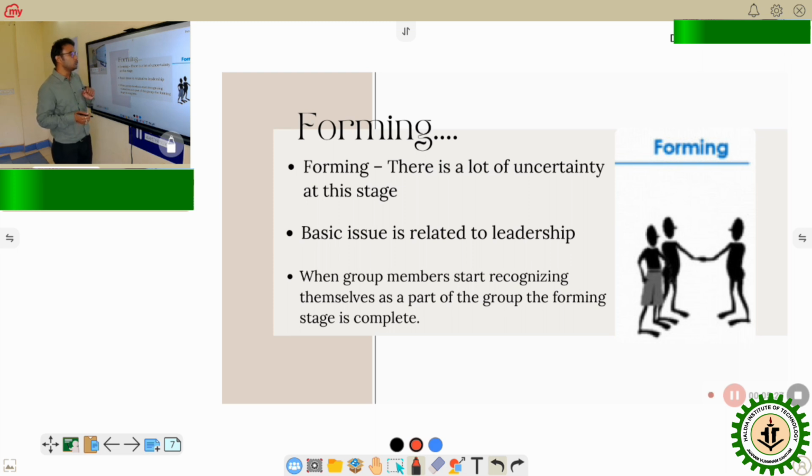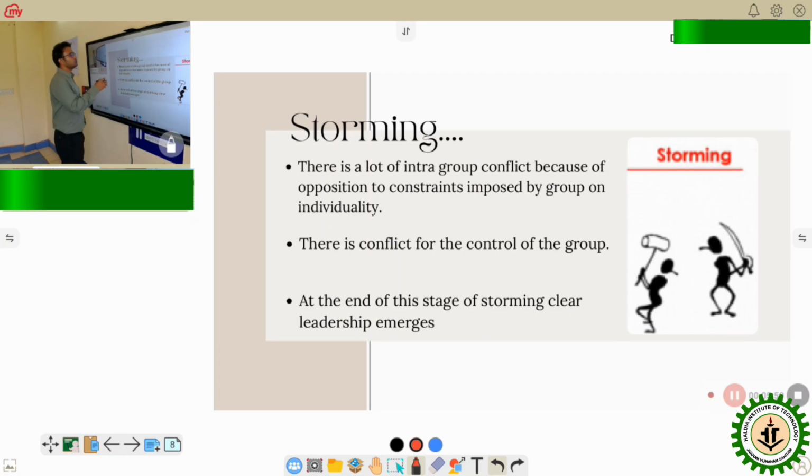Basic issue is related to leadership. In this stage, they are getting to know each other and who is going to lead the group. When group members start recognizing themselves as a part of the group, the forming stage is complete. Next stage is storming. In this stage, the group members create a conflict between themselves about who is going to lead the group. There is a lot of intra-group conflict because of opposition to constraints imposed by the group on individuality.